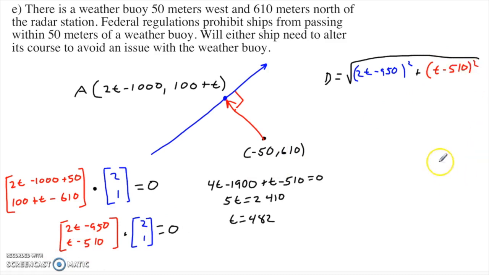So that's all I need to do to work out my distance. I'm going to plug into that distance formula, but I'm going to evaluate it not just for any t, but just at t equals 482. And what I'll find is that the minimum distance ends up being about 31.3 meters, which of course is less than 50 meters, right? So that means that this vessel will need to change course. It is going to come too close to that weather buoy.